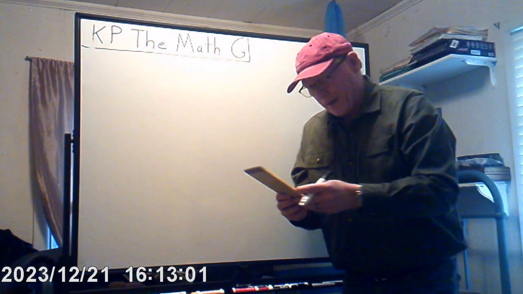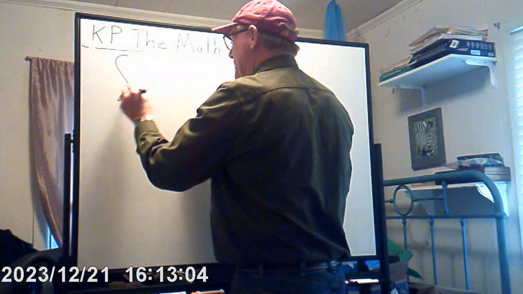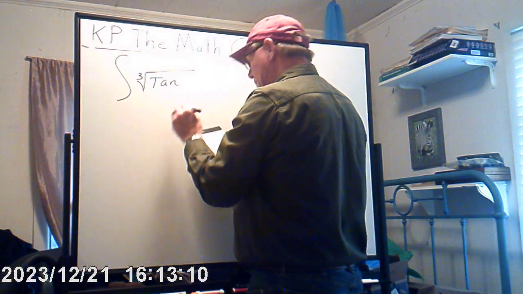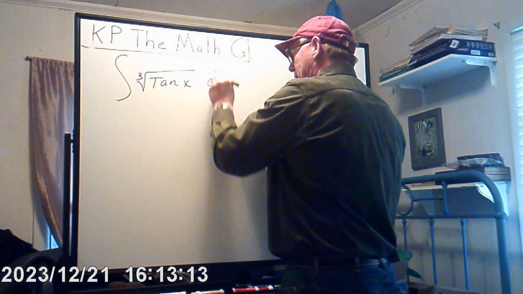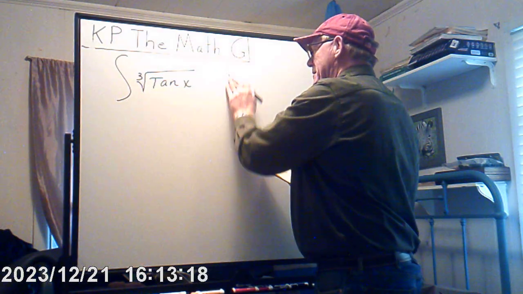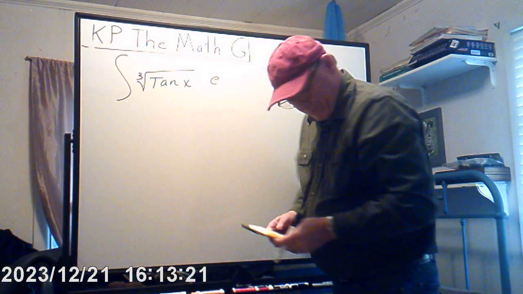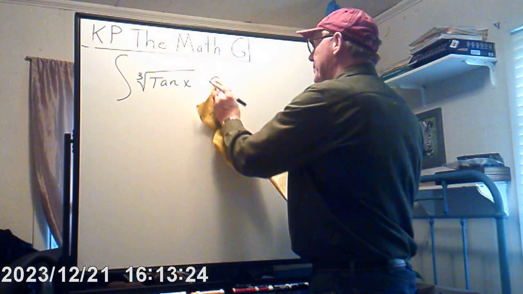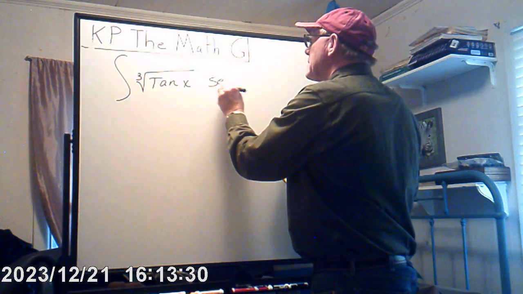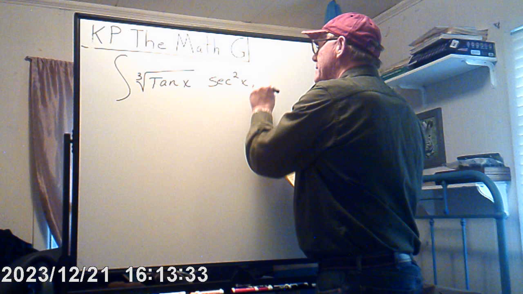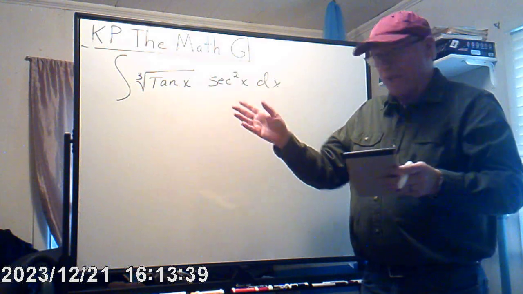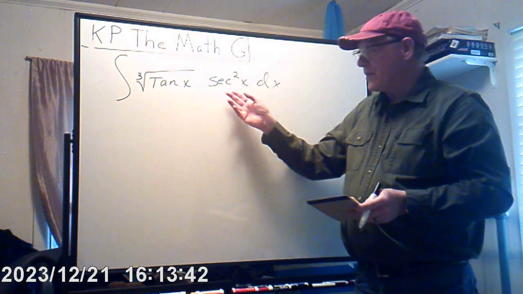Alright, now here we go again. The antiderivative of the cube root of tangent. I guess we'll get x this time. Okay, and dx on the end right here. Sorry, that's not correct. It is secant squared x dx. Now, unlike that first one, that was just sine of 3 theta. This is tangent and secant, isn't it?